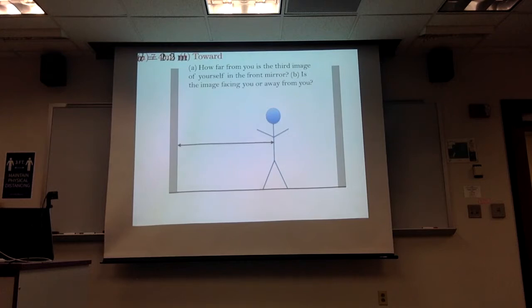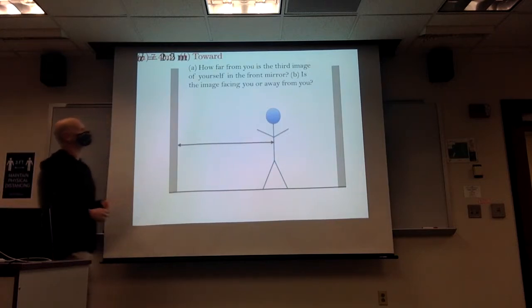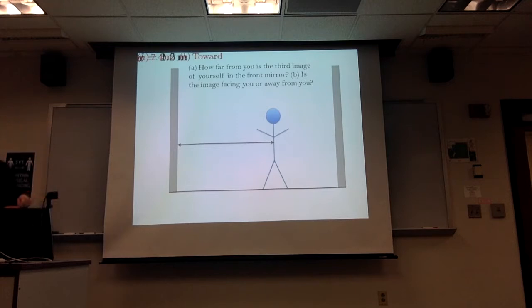Having said that, we'll start off with a nice group of assignments. This says that we want to know how far from you is the third image of yourself in the mirror in front of you. Comparatively, is the image facing you or is it facing away from you?